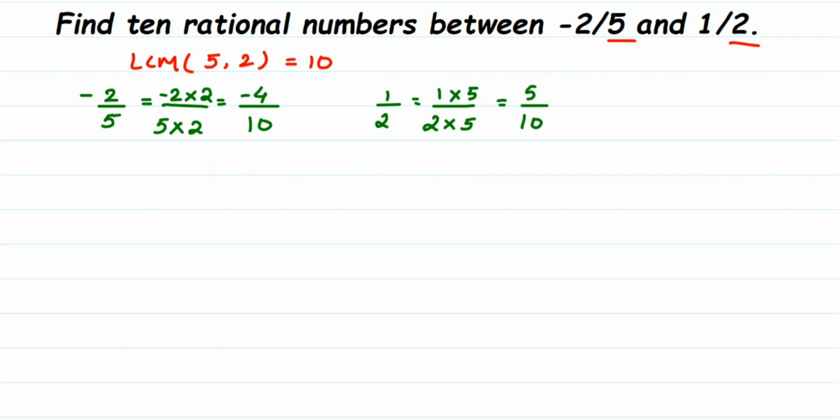If they ask you to write down only 5 rational numbers, then you can get the answer directly. Between minus 4 by 10 and 5 by 10, you pick any 5 rational numbers and write them down. But we want 10 here. So how to find that? Because we're getting only 8 rational numbers.